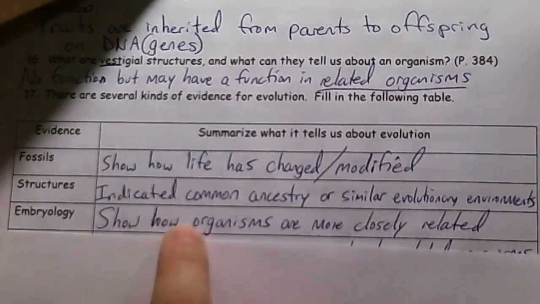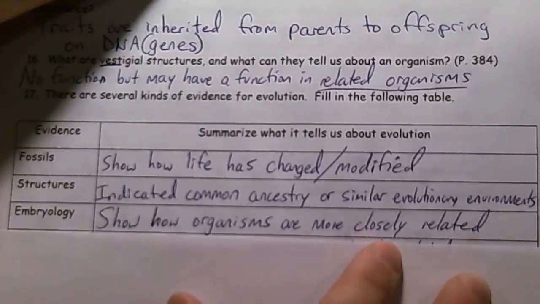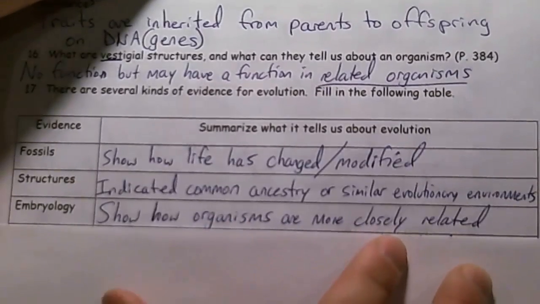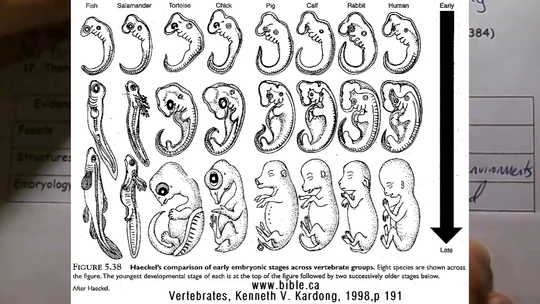Embryology helps to show how organisms are more closely related. I'm going to show you guys this picture here. Again, hopefully you remember this one from class. But if you look here, the organisms that stay similar for more time, such as these mammals here, which don't really begin to look different until their very last stages of development, that means that they are more closely related than, say, a rabbit and a fish, for example.